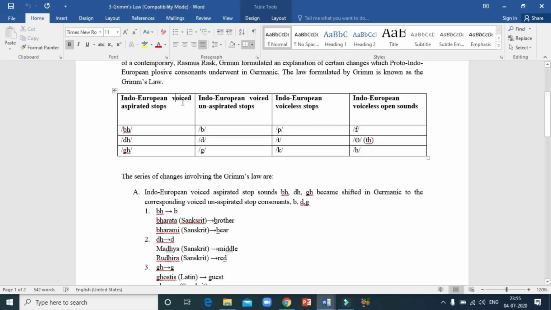അതാണ് വോയിസ്ഡ് സൗണ്ട്സ്. വോയിസ്ഡ് സൗണ്ട്സിന്റെ പ്രൊഡക്ഷനിൽ വോക്കൽ കോഡ്സ് വളരെ അടുത്ത് വരുന്നു. ഇടയ്ക്കുള്ള സ്പേസ് ആയ ഗ്ലോട്ടിസ് വളരെ നാരോ ആണ്. അതിനിടയ്ക്കൂടെ എയർ ഒരു ഫ്രിക്ഷനോടുകൂടെ പുറത്തേക്ക് പാസ് ചെയ്യും.